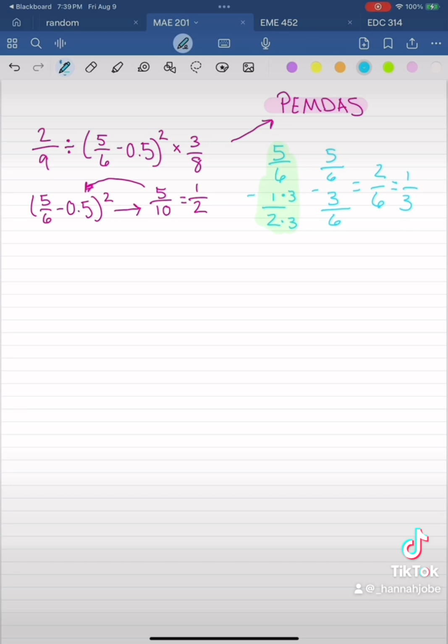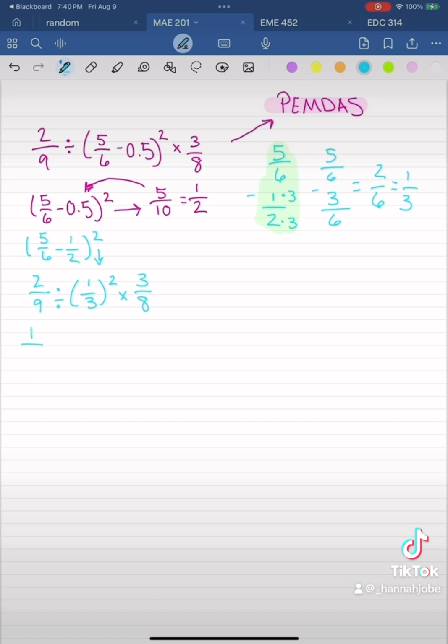Okay, so now we want to bring that down to replace 5/6 minus 1/2 squared. So we bring this down and now we're just filling it in. Now we've got our 2/9 from our original problem divided by 1/3 squared times 3/8. So we've finished our parentheses. Now we're going to go into our exponents.